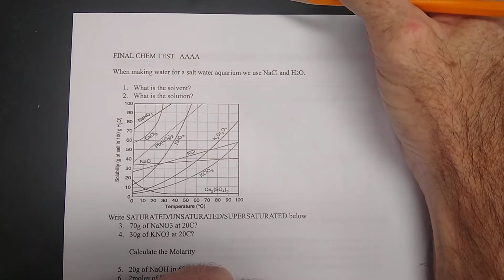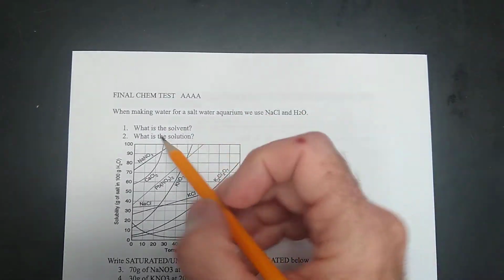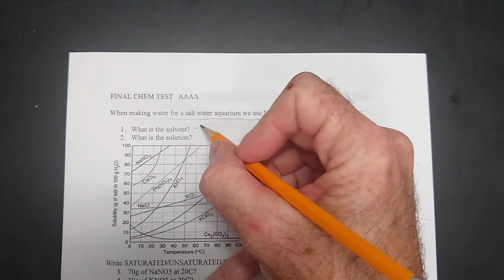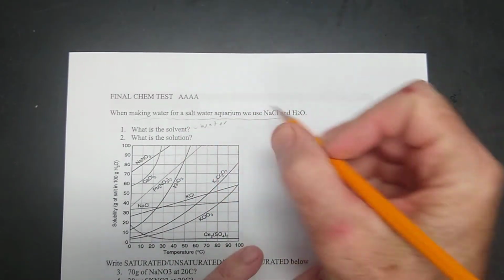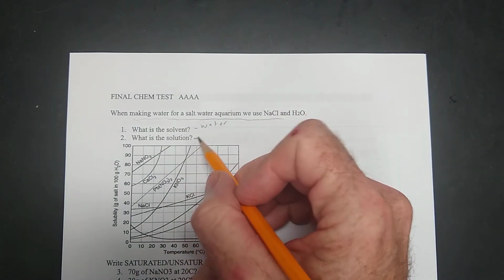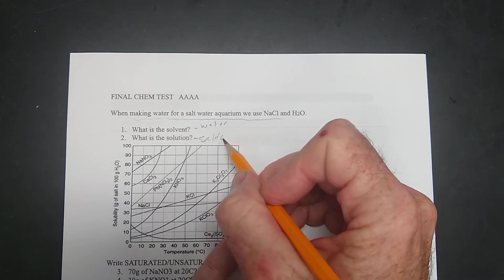Okay, here's the final test review. You're making water for a saltwater aquarium. What is the solvent? Water. What is the solute? No. What is the solution? Ooh, the salt water.